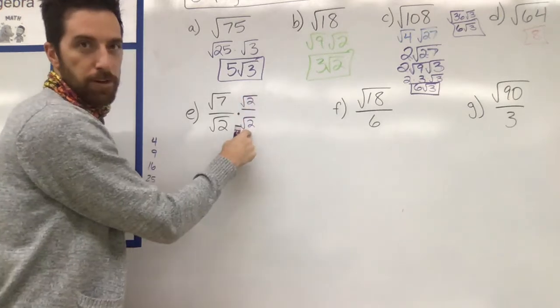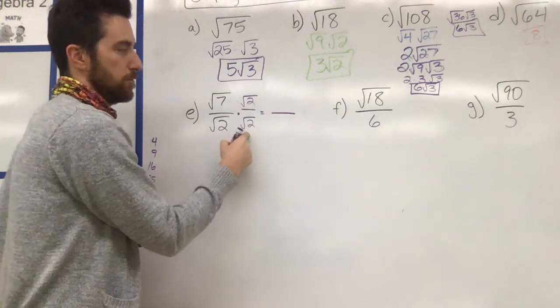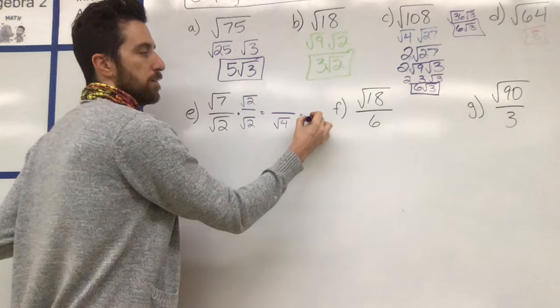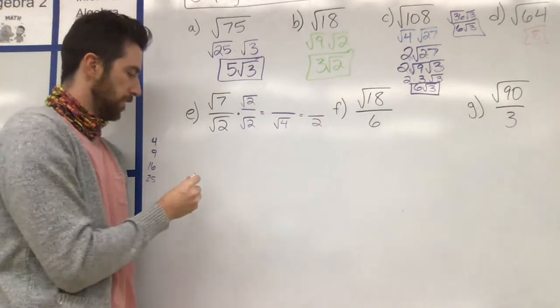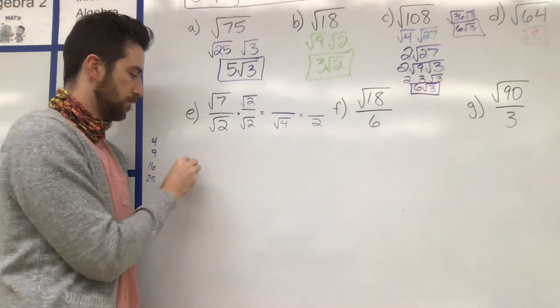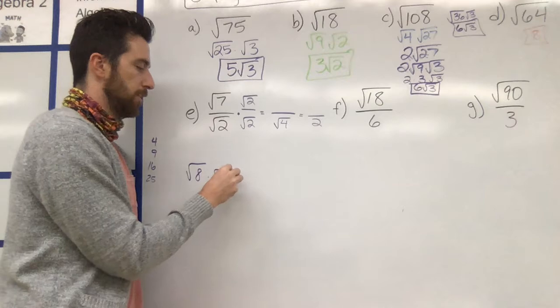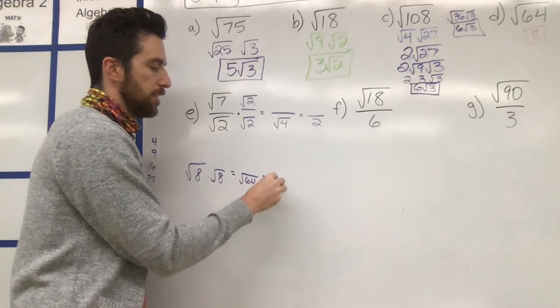But if we do that on the bottom, we have to do it on the top. And let me show you how that works. Square root of 2 times the square root of 2 would be the square root of 4, and the square root of 4 is 2. But I like to think of this as a shortcut. If I had the square root of 8 times the square root of 8, I would get the square root of 64, which is 8.